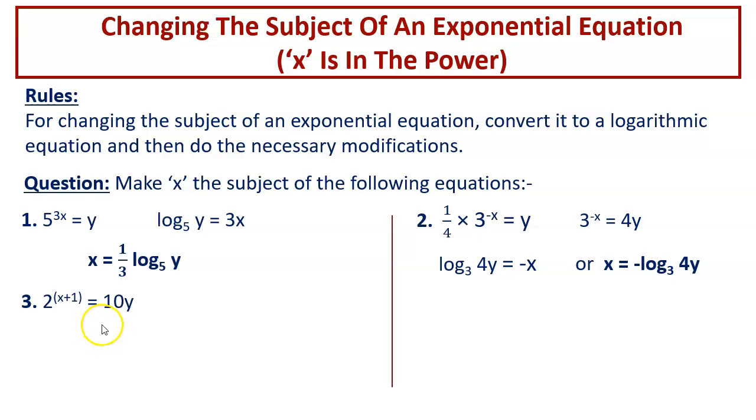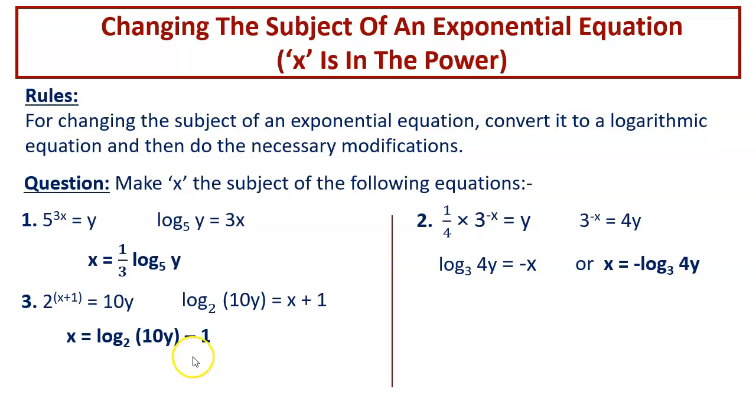So, converting it to the logarithmic form, the answer will become the argument, the base remains the base, and the power comes down as the product or the result on the other side of the equal to sign. It becomes log of 10y to the base 2 equal to x plus 1. And since we have to make x the subject, we subtract 1 from both the sides, and we get x equal to log of 10y to the base 2 minus 1.